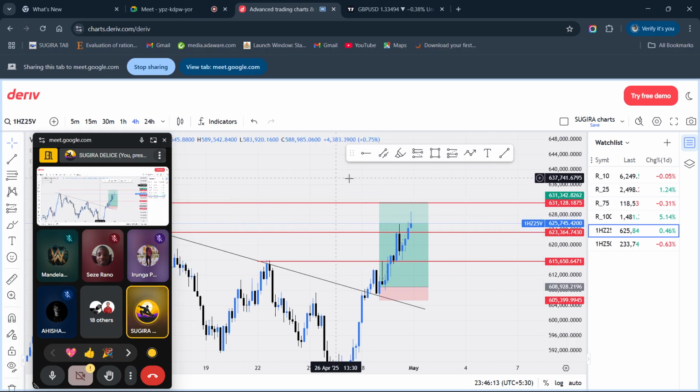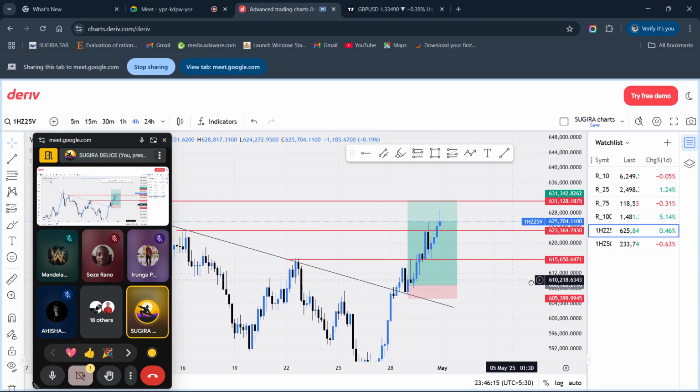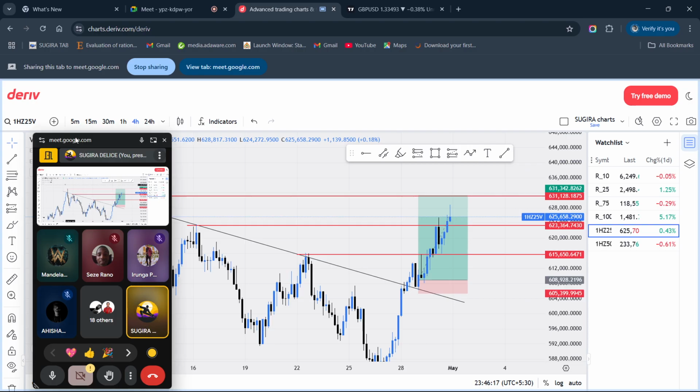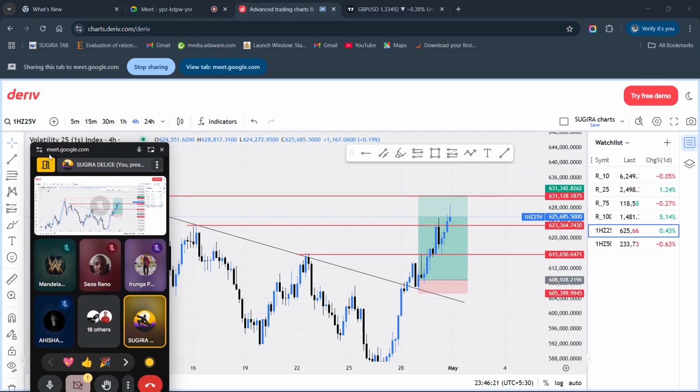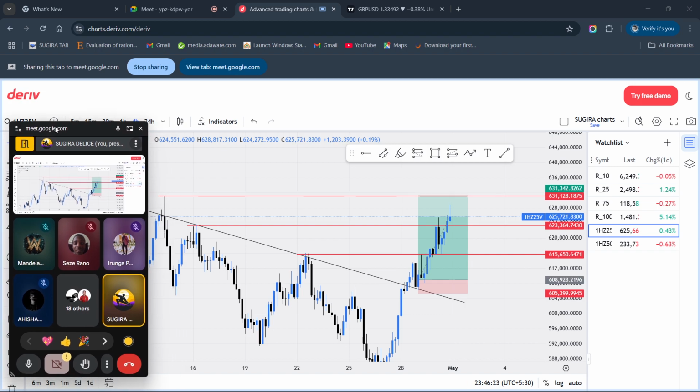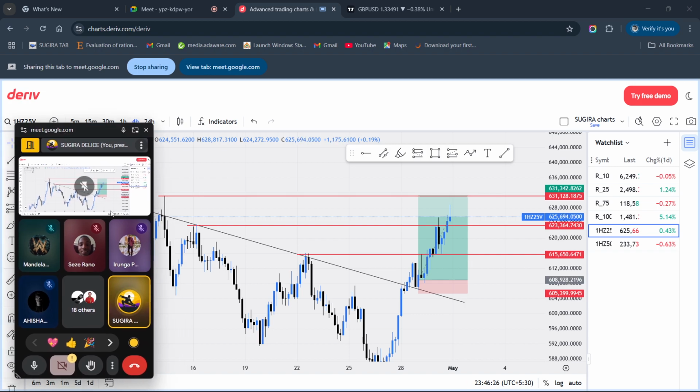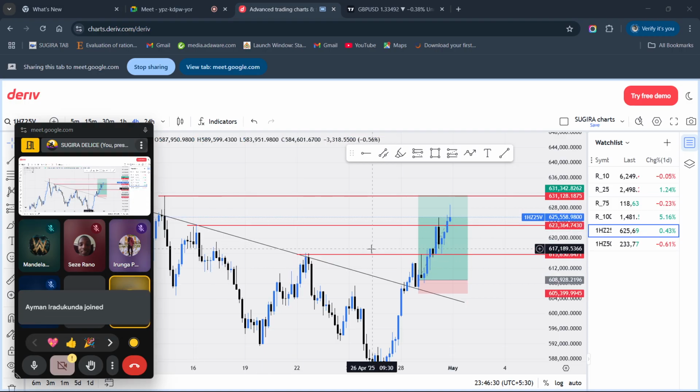As of now, I'm in a trade. I'm in one trade in indices. As you can see, this is Volatility 25 (1s). That's Volatility 25 (1s). So this is the trade I took currently.